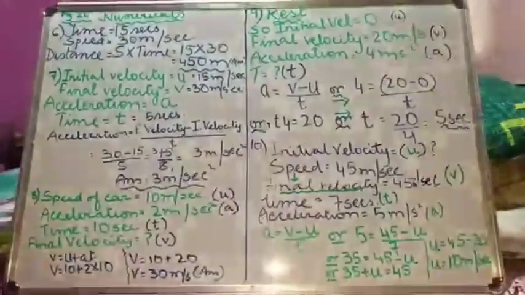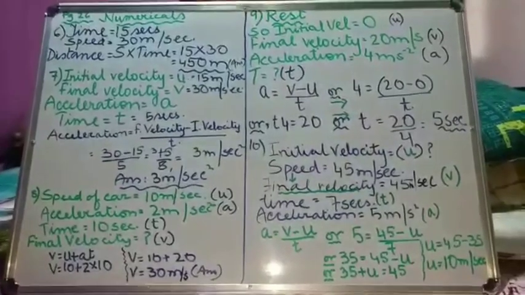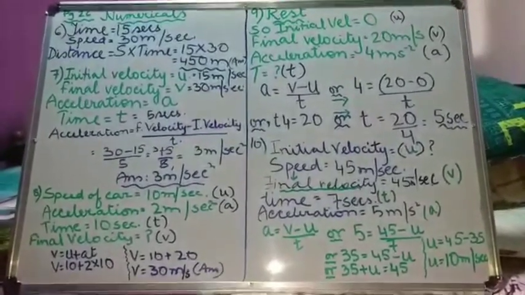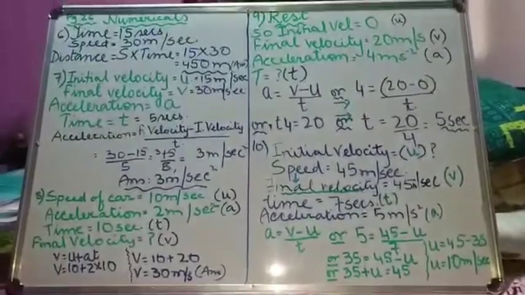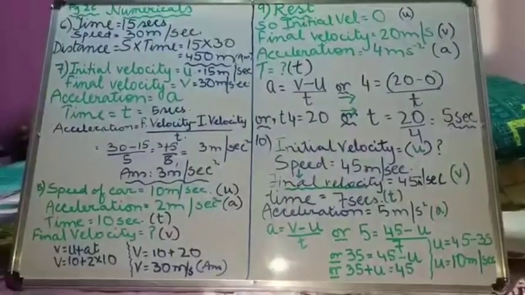Each and every numerical has to be done in your copies in the white page, that is the blank page of your copy, and you are going to write each and every question. After each answer, you are going to draw a line.